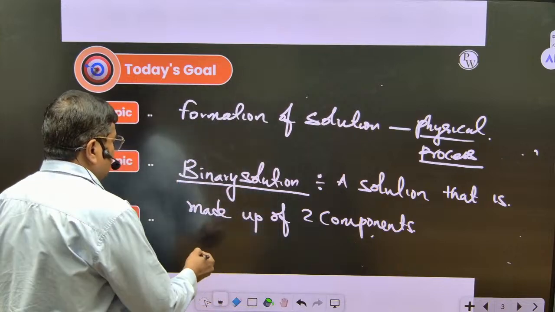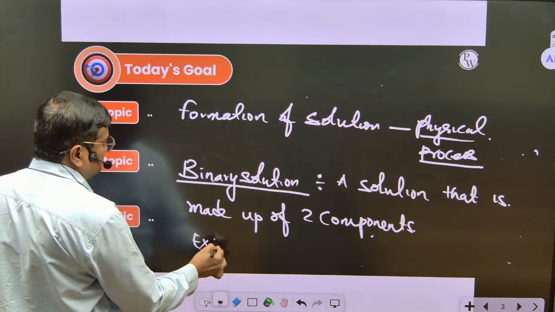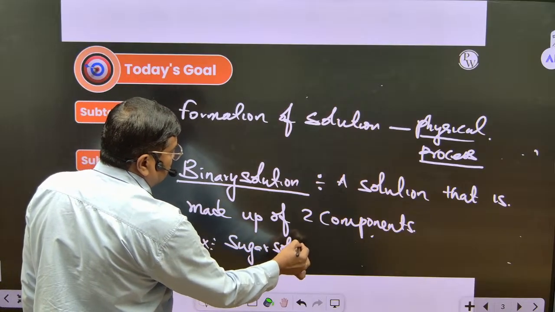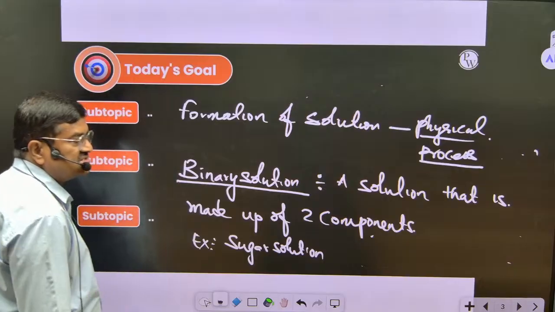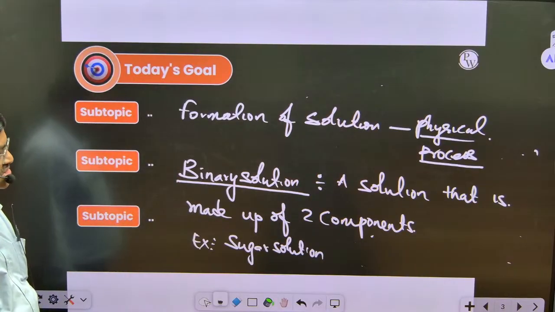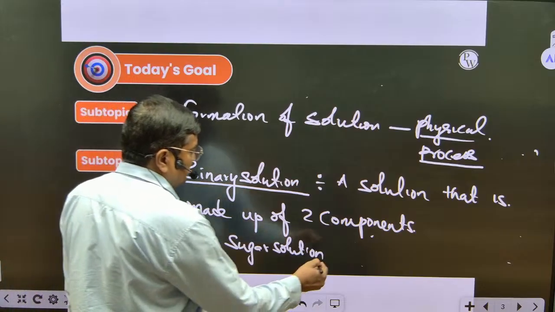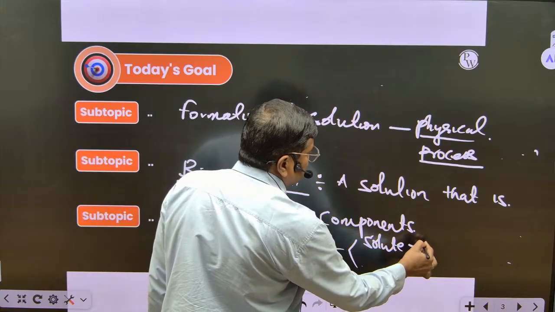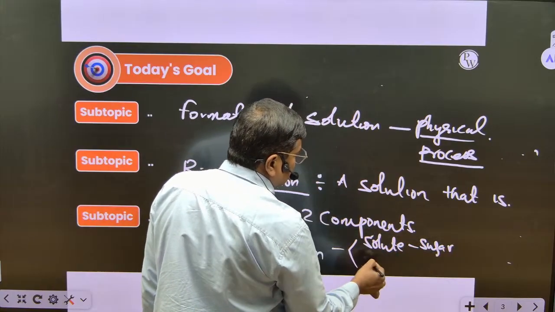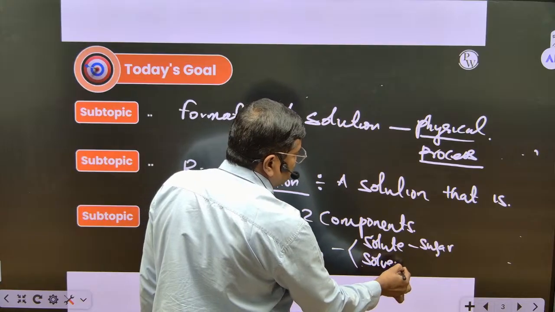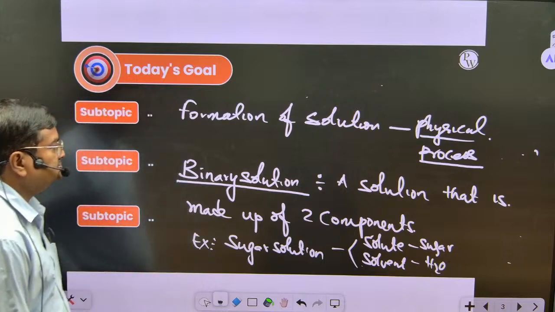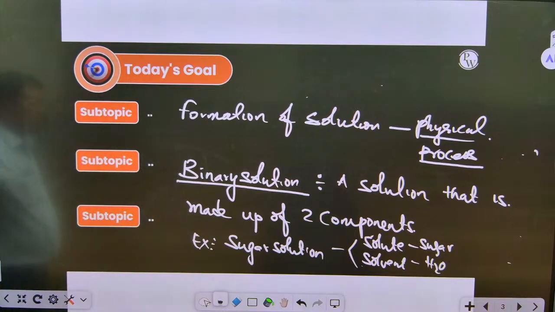Now tell me an example, that just now we took, sugar solution. So in sugar solution, as I told you just now, there are two components. So what are the two components? Solute will be sugar, solvent will be what? Water. So in this, right, who is the solute? Solute will be sugar, while solvent will be water. Such solution what we call, students? Binary solution. Copy it.